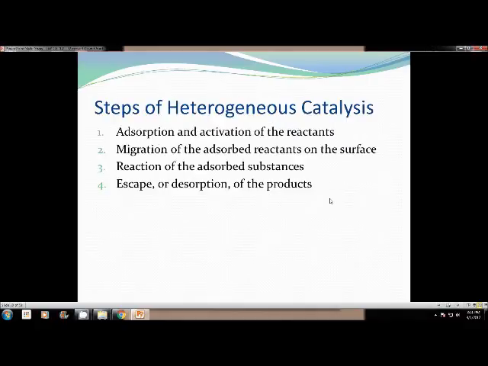Some steps of heterogeneous catalysis are the adsorption and activation of the reactants, the migration of the adsorbed reactants moving on the surface, the reaction of the adsorbed substances, and then the escape or the desorption of the products.